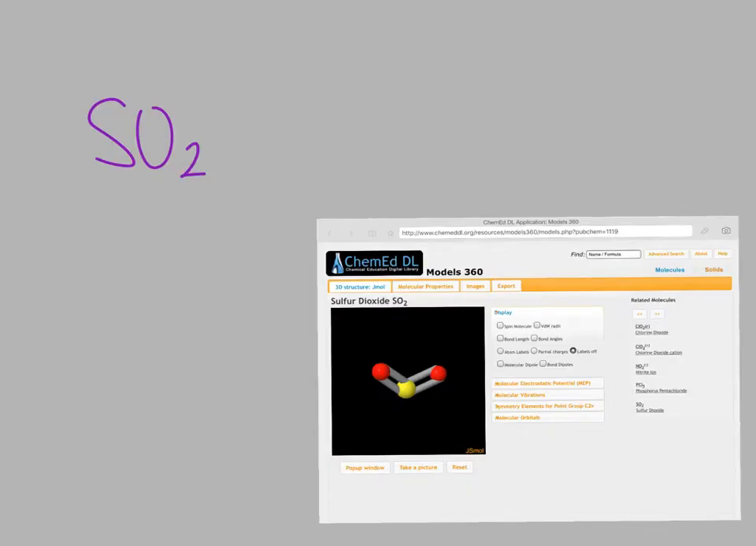So here we have SO2, sulfur dioxide. So we have sulfur, oxygen, oxygen, and so that's 2, 4, 6, 8, 10, 12, 14, 16, and there's 18 electrons here. So sulfur needs another pair of electrons. These are going to come over here and double bond.